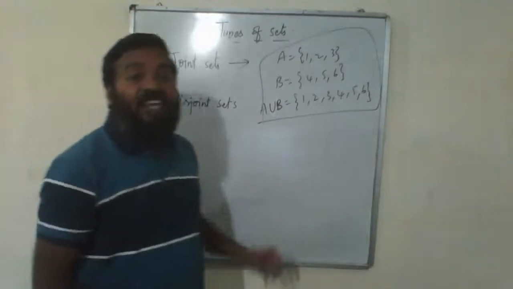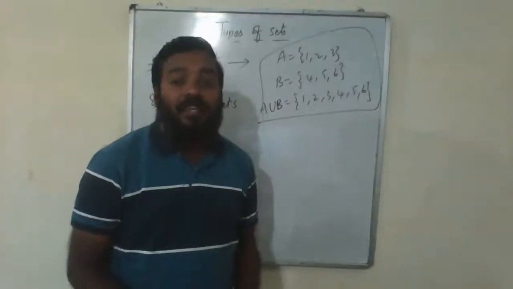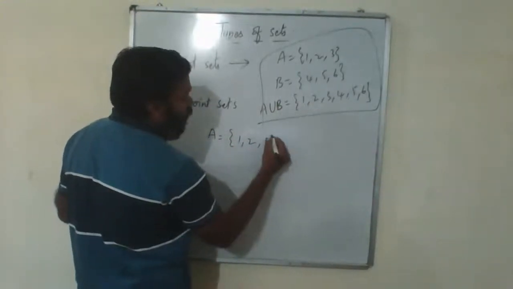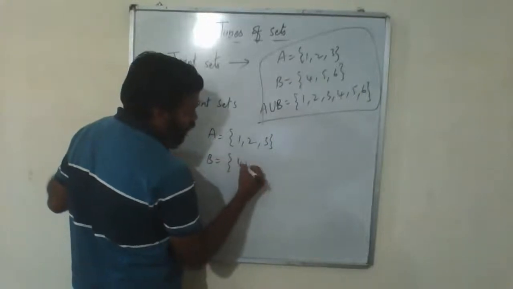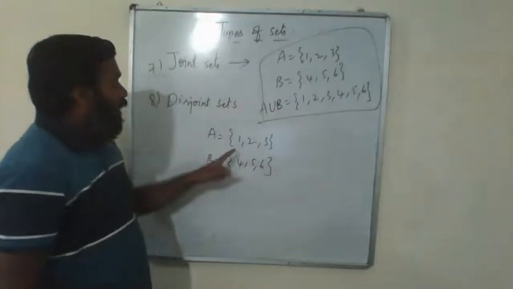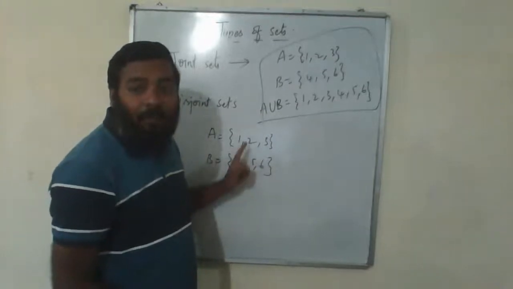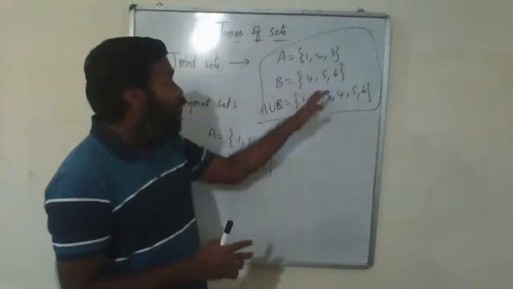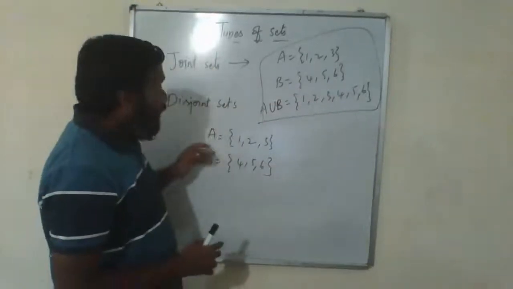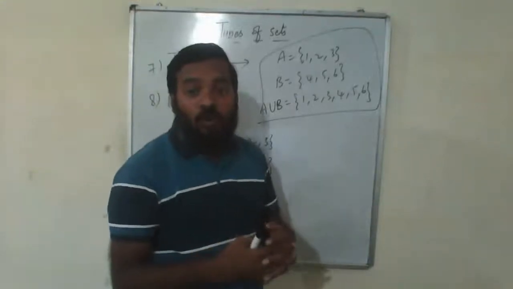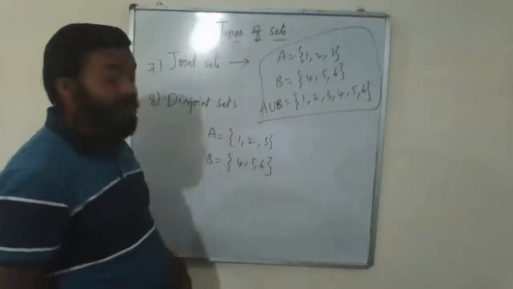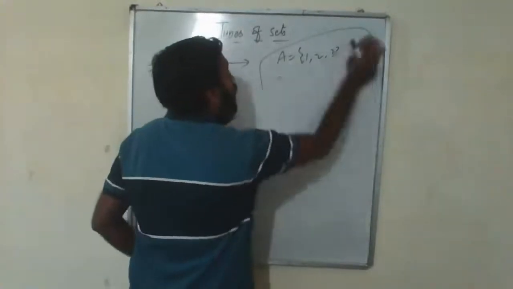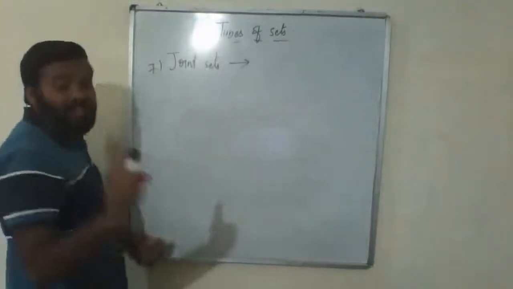Disjoint sets means there are no common elements in the sets. Suppose you take A as 1, 2, 3 and B as 4, 5, 6. There are no common elements in A and B, so they are known as disjoint sets. If there are no common elements, they are disjoint sets. And in joint sets, we will have at least one element in common.